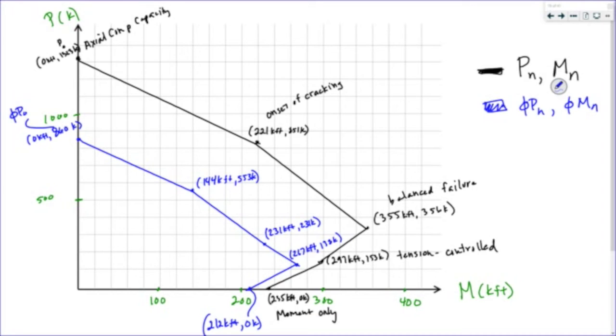You'll notice some of them decreased by a lot, some of them didn't because, right, 0.65 versus 0.9 for my phi factor is going to change what it looks like. It's going to be more dramatic.